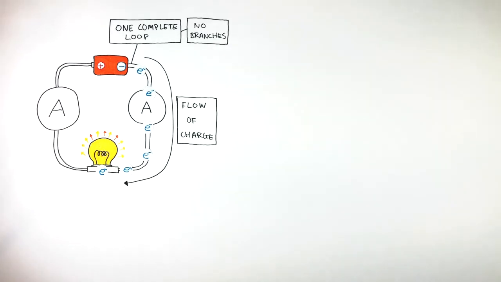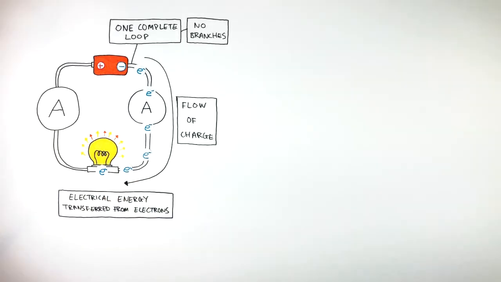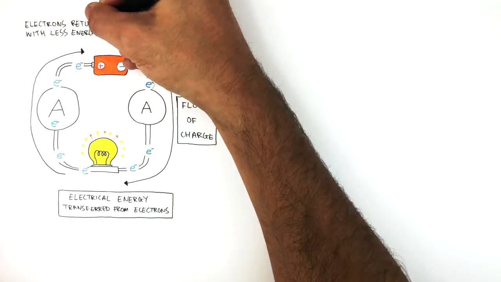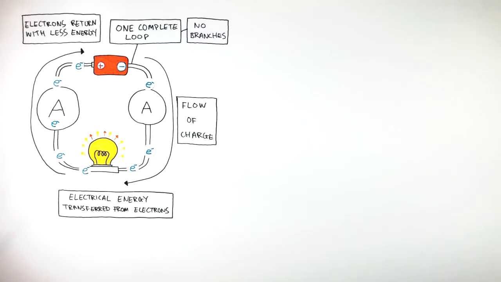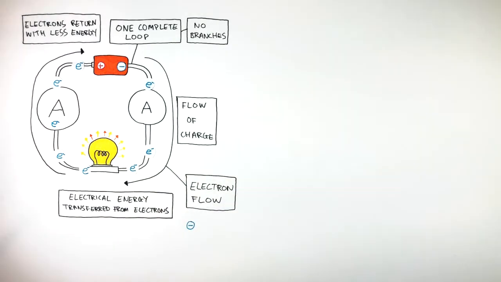The filament lamp is able to work as electrical energy is transferred from the electrons as they flow through the filament lamp. These electrons continue to flow through the metal wire, where they flow back to the positive terminal of the cell, and the electrons return with less energy. As this diagram is meant to represent a real circuit, this is the electron flow, as the electrons flow from the negative terminal of the cell around one complete loop and back to the positive terminal of the cell. In a series circuit, the current does not change at any point. If this was a real circuit, these ammeters would measure the same current.